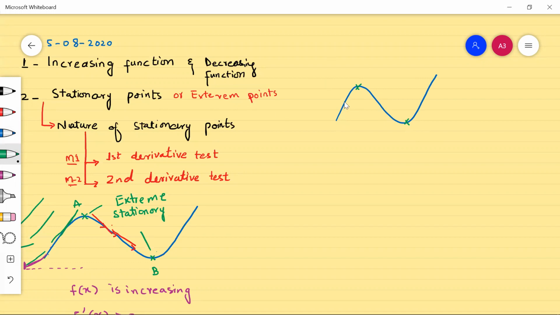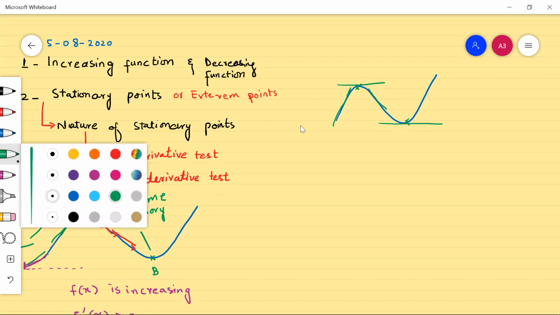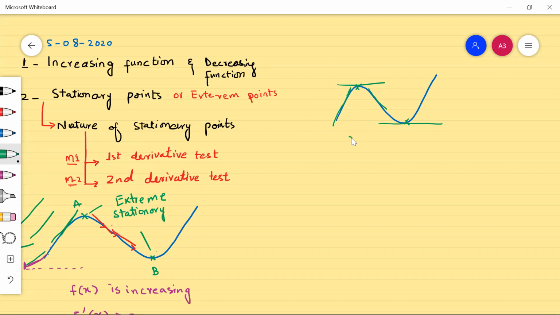If you draw a tangent before this curve, it will be like this or this. But if you draw a tangent on this particular point that is stationary, the slope will be horizontal, or parallel to the x-axis. Similarly, if you draw a tangent on this point, the slope will be horizontal. And we know that the slope of a horizontal line will be 0. dy over dx, meaning the gradient of a horizontal line, will always be 0. So it actually represents 0.